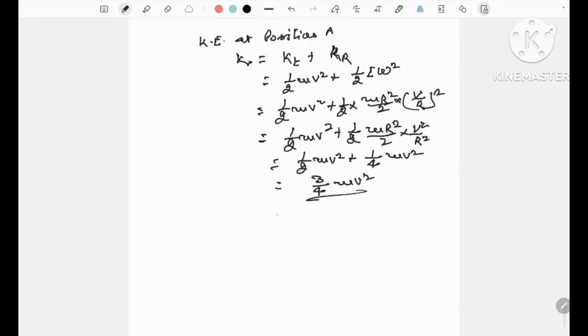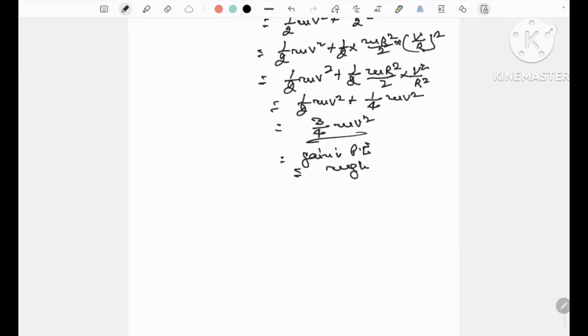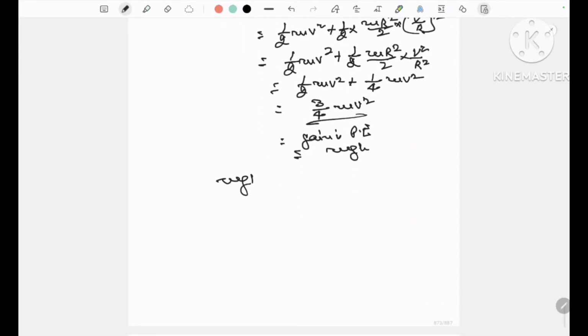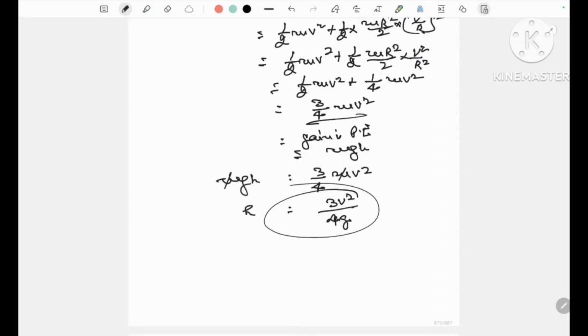K will be equal to the gain in potential energy, and that is mgh. So mgh is equal to 3 by 4 mv square. m cancels with m, h is equal to 3v square by 4g. So the height will be 3v square by 4g.